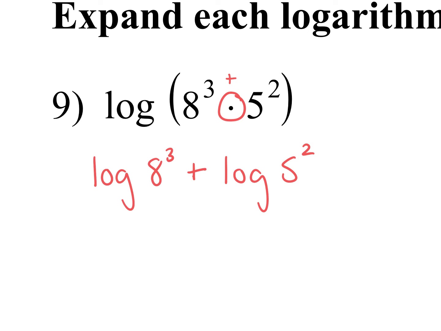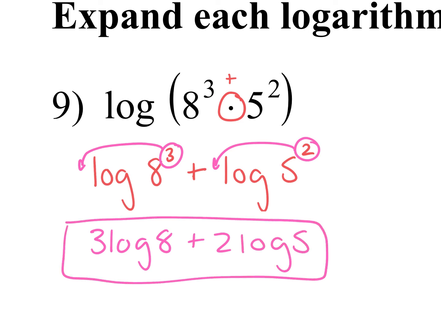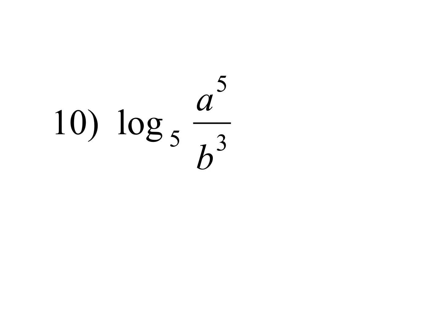What would I do with my exponents? So when I condensed it, I brought them to the top. But when I'm expanding, I move them to the front. So this should be 3 log 8 plus 2 log 5. So 10 is division. What goes with division?